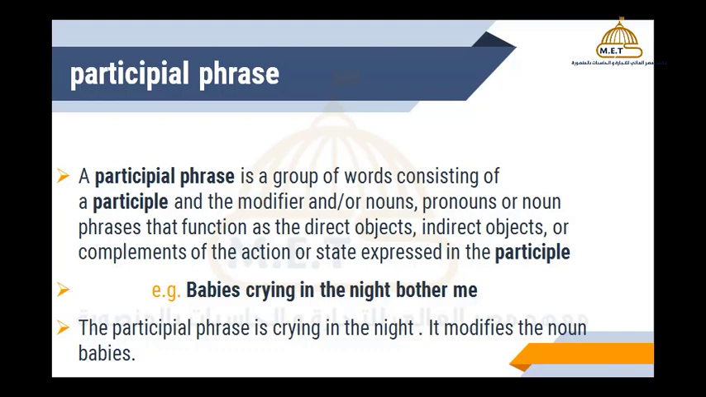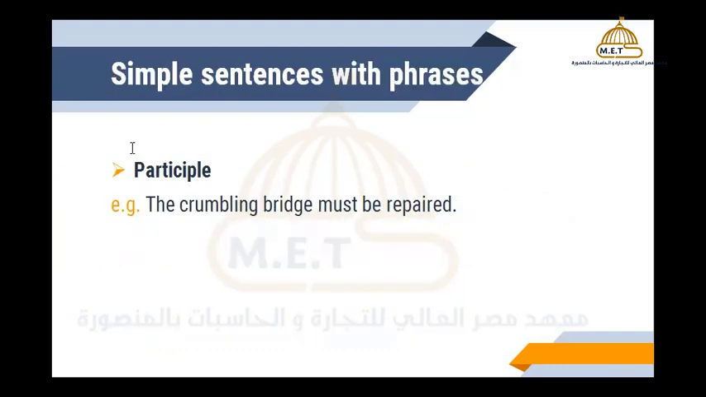ناخد عليها diagramming. diagram الأول لل participle وبعدين هناخد ال participle phrase. diagram لل participle. the crumbling bridge must be repaired. طيب أنا عندي the crumbling bridge وعندي must be repaired. طيب ال bridge عندي هو ال subject و must be repaired ده ال verb كله. طيب crumbling هي دي ال participle. نعملها بال diagramming.